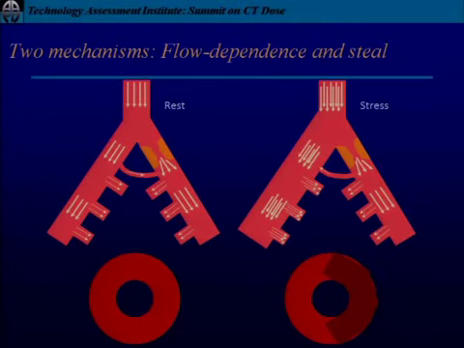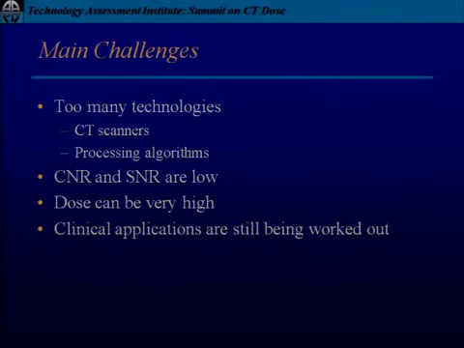Also, if there is a collateral vessel, you may reverse the flow within the collateral vessel, and you can start additional steal phenomenon. So these are the two features that are used for cardiac perfusion, which accentuate the perfusion deficit.